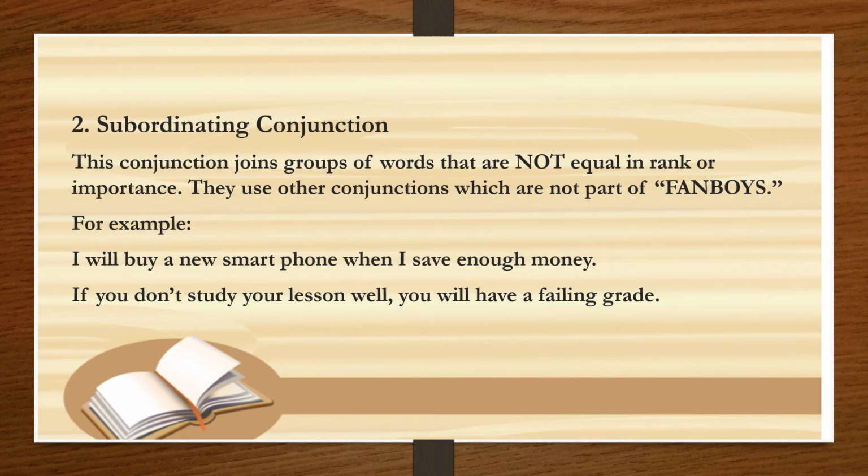In the first sentence above, the most important thing that the person is thinking about is his plan of buying a new smartphone, not saving money. Saving money is just the next important thing. In the second sentence, you will have a failing grade is more important, while if you don't study your lesson well is just the second important idea.